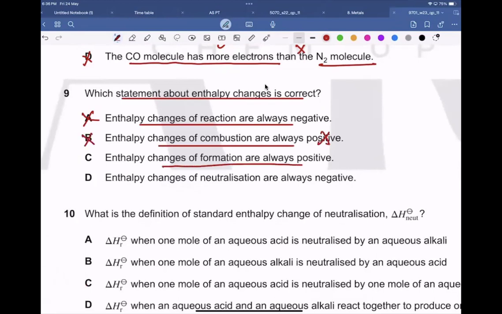The enthalpy change of formation is always positive. No, formation is the one where the elements turn into 1 mole of a compound, so we don't know. It can be positive or negative. So C is wrong as well. So it obviously means that D is the correct answer.